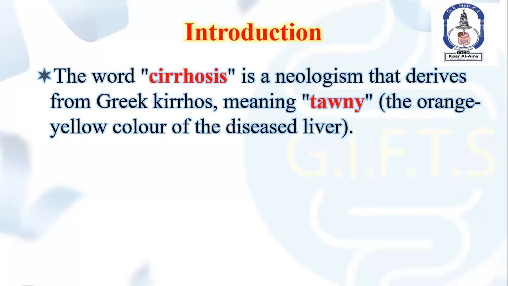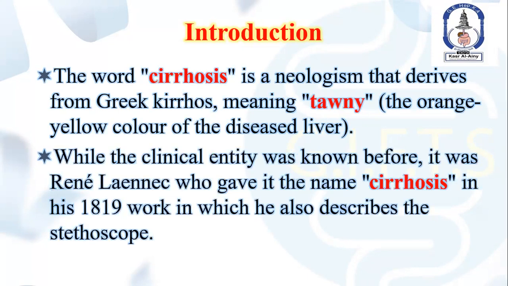Cirrhosis is derived from the Greek word "kirros." Kirros means tawny. Tawny is a color that is orange-yellow, a little bit between orange and yellow. Because those patients develop a yellowish discoloration because of the jaundice they have, the disease was called cirrhosis.